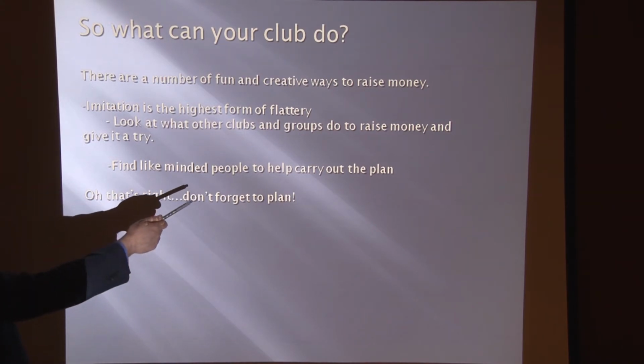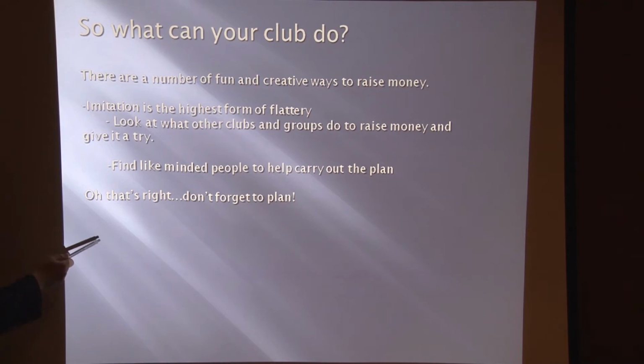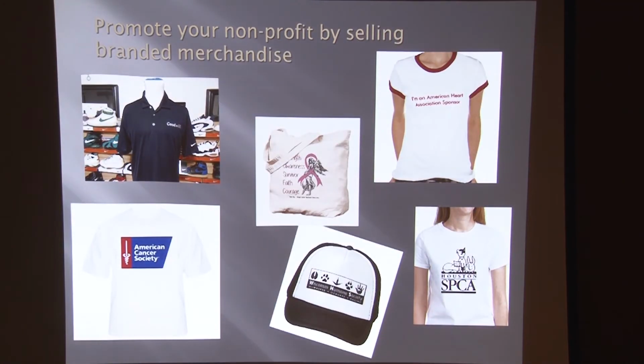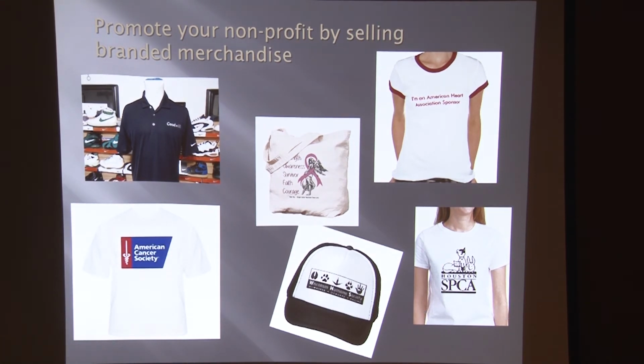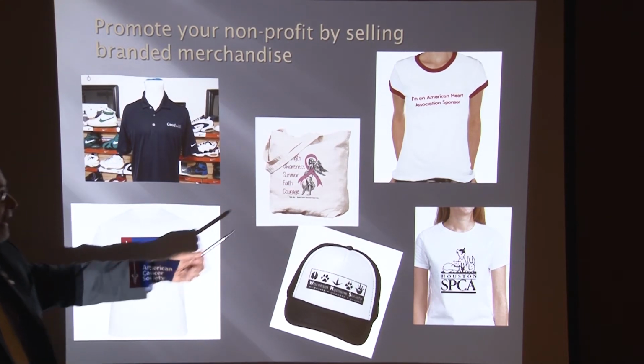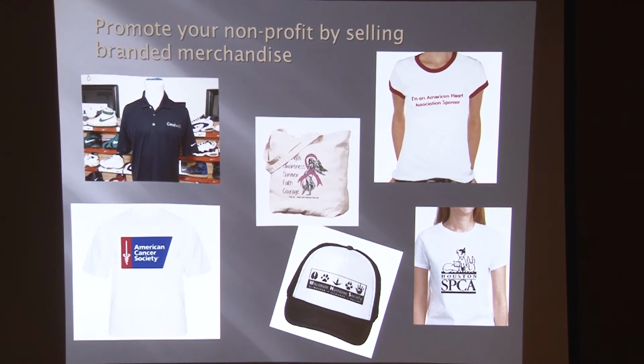Find like-minded people to help carry out your plan. Oh, that's right, don't forget to plan. Wow, what a great idea: selling non-branded merchandise. We all see t-shirts and hats. Humane societies are great at doing that. They put a cute picture of a puppy on a shirt or on a reusable bag. Use products to help sell your brand, and put your mission statement on it. Even if it's just a short and condensed version, put your mission statement on whatever you brand. And don't be worried that someone's going to wear your shirt and think that you're a cancer doctor. How ridiculous is that? Or that you're a veterinarian because you're wearing a Humane Society shirt.